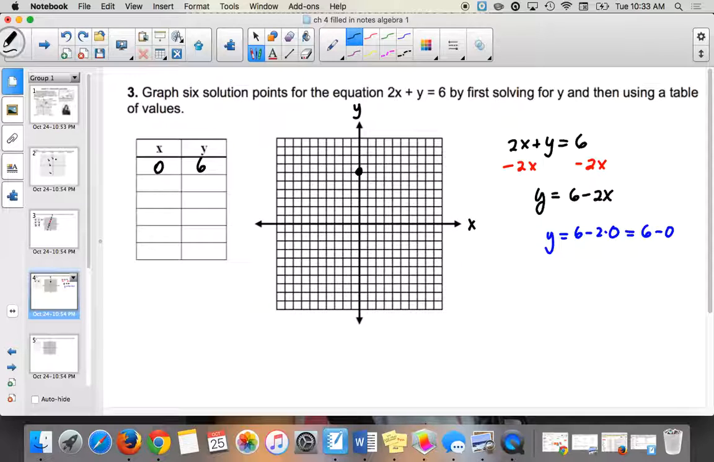All right, so the next one. If I plug in 1, I'm going to get y equals 6 minus 2 times 1. So what's 2 times 1? 2. 6 minus 2? 4. Exactly. So that next one's going to be, when I plug in 1, I got 4 out. So we're going to graph 1, 4. So go over 1, up 1, 2, 3, 4.